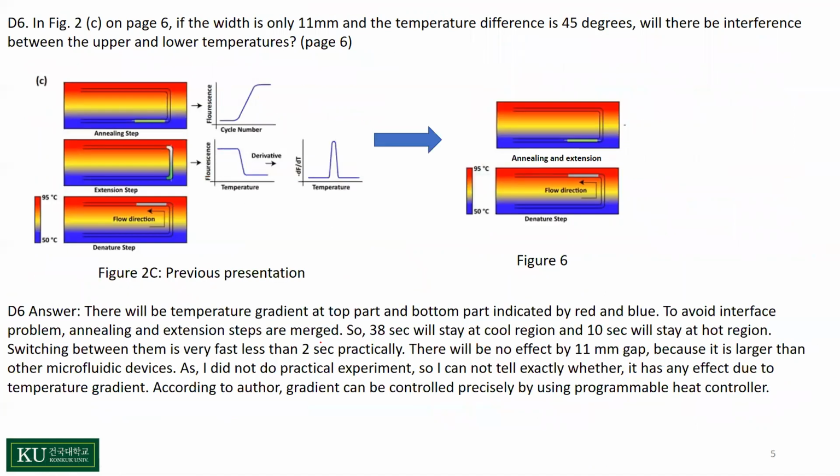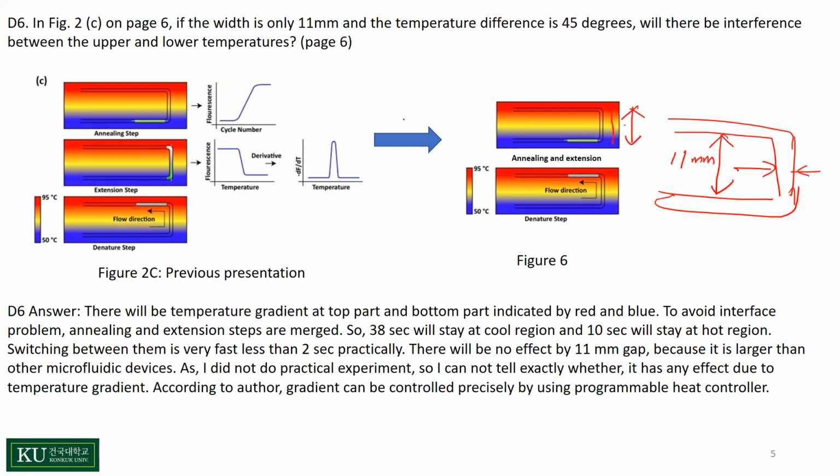And the next question, in figure 6: if the width is 100 micrometers, so I designed the width like this. This length of my channel is 11 millimeters. So mention this length. And the temperature difference is 45 degrees. So will there be any interference between the top and lower temperature?